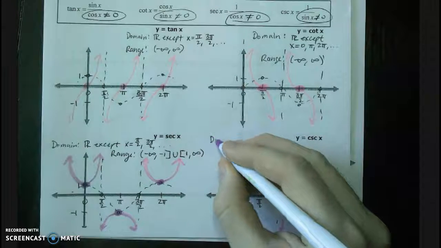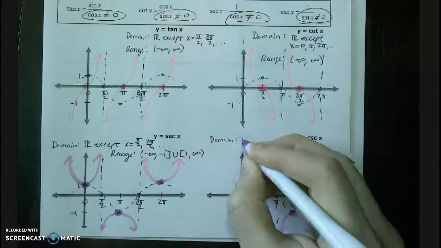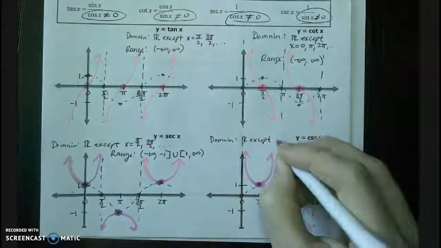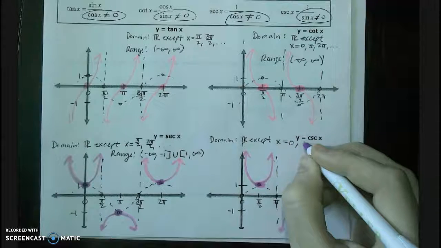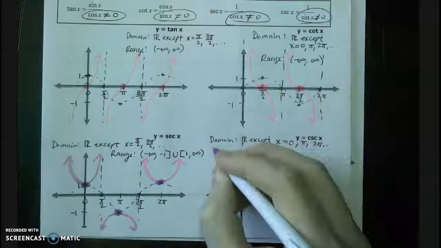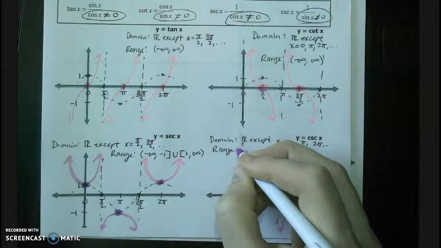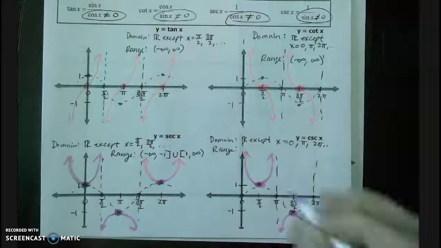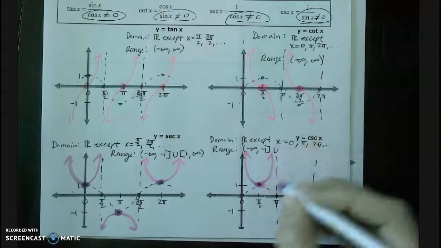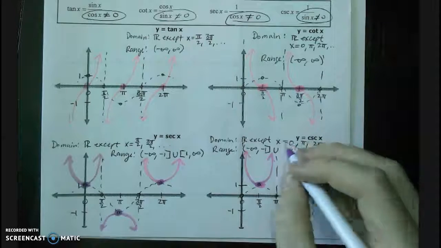Cosecant domain is all real numbers except at 0, pi, and 2 pi, your asymptotes. And your range is -infinity to -1 for the bottom section. And for the top section, +1 to infinity.